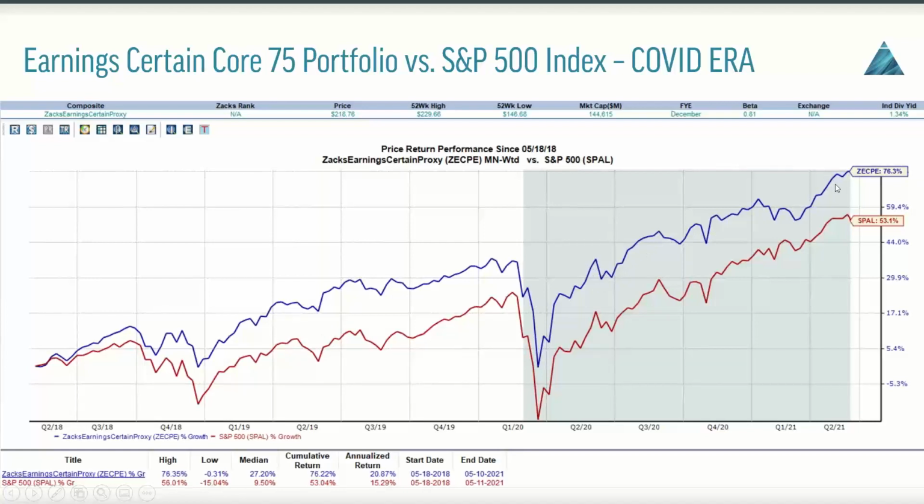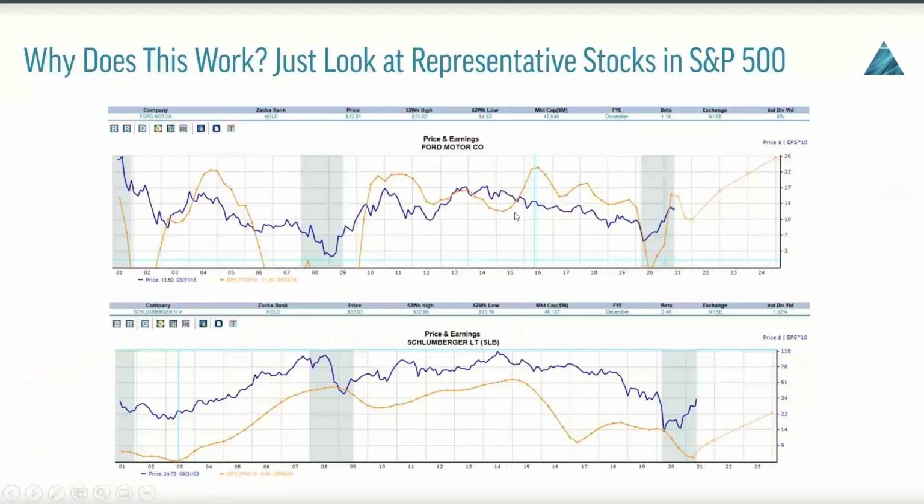And those returns just continue to compound year after year after year, which gives us that stellar performance. So why does this work, you ask yourself? The idea is, in order for you to understand this, you've got to look at the price and earnings of some of these stocks in the S&P 500 that we are not exposing ourselves to in our earnings certain core. You've all seen the pictures, you're going to see them here again, of the earnings certain stocks where the orange earnings line is just a straight arrow.